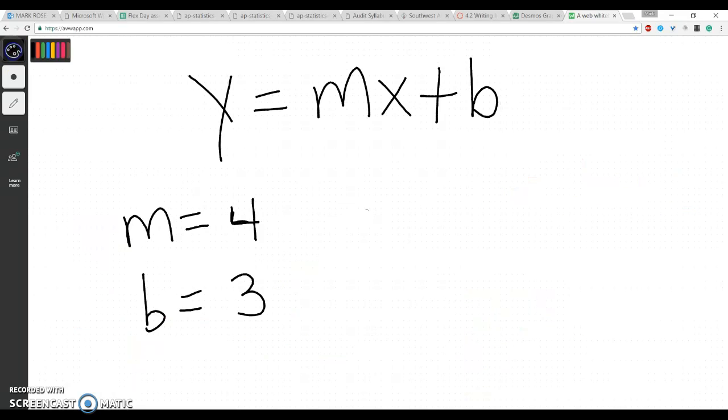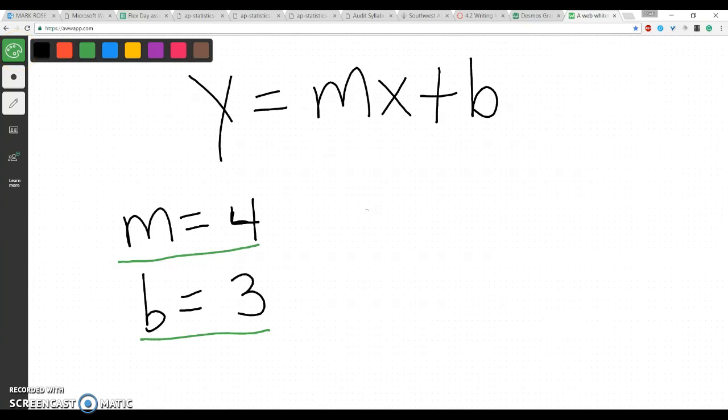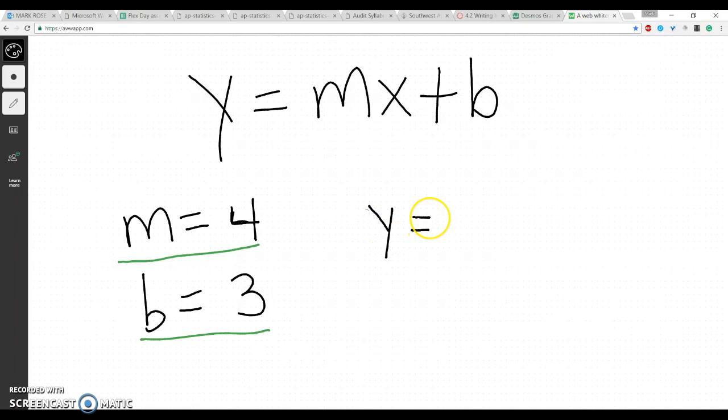We're going to look at a couple lines and see if we can write some line equations from them. Now let's say they give me that m is 4 and b is 3, and they want me to write a line equation. Here's what I would write for this example. I would write that y is equal to 4 over 1 x plus b, or plus 3.